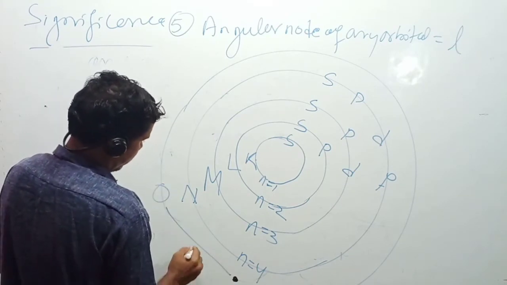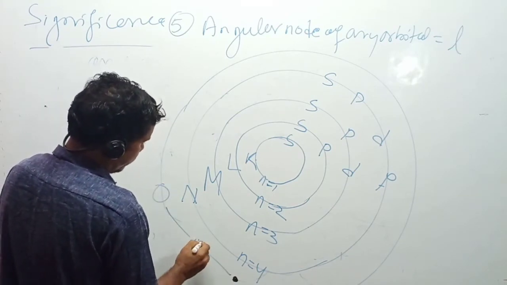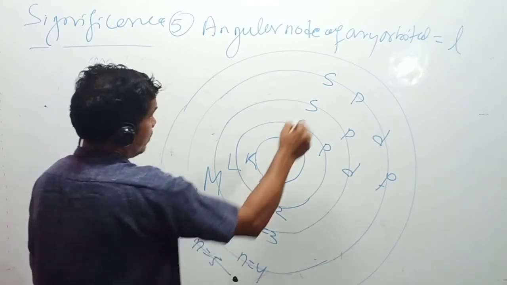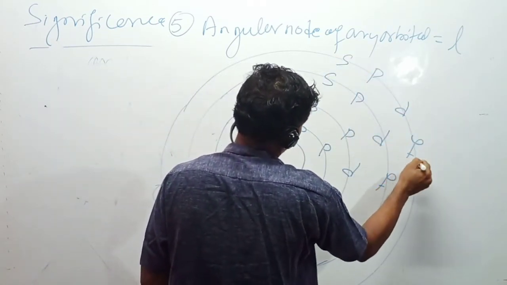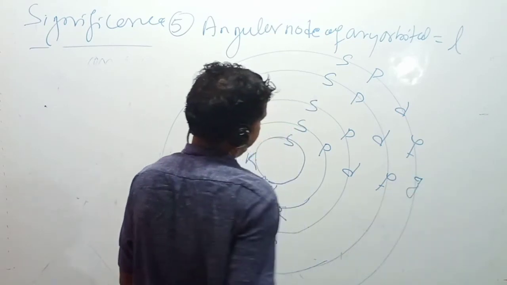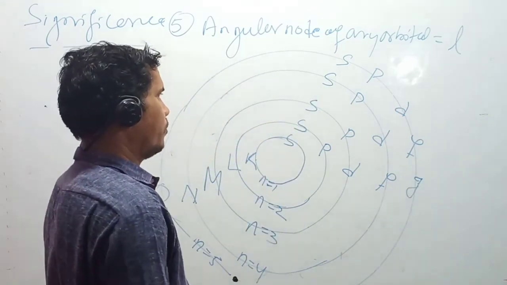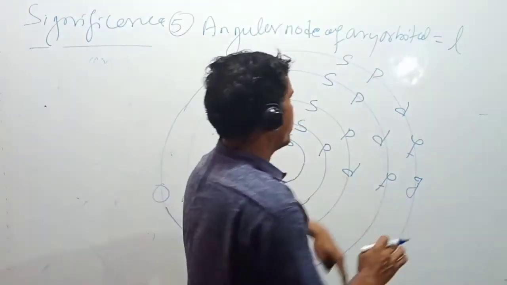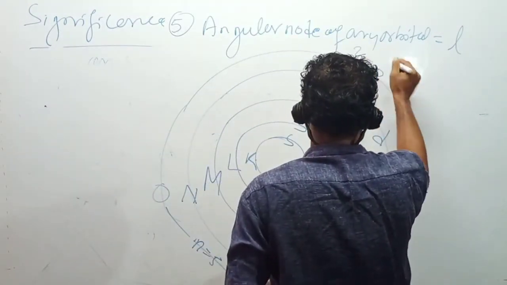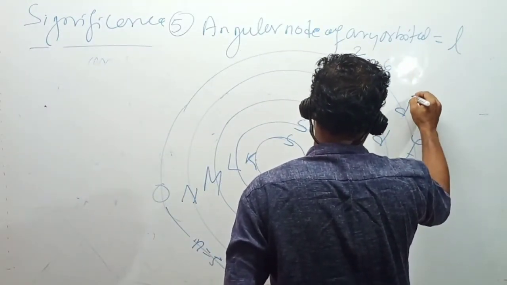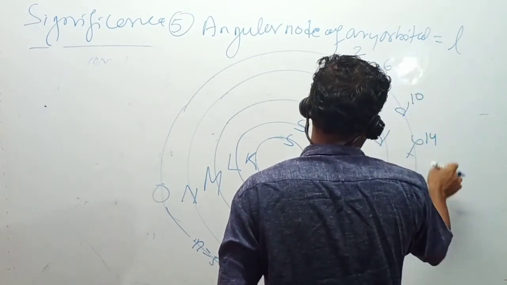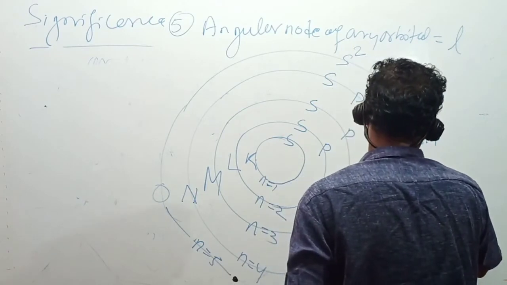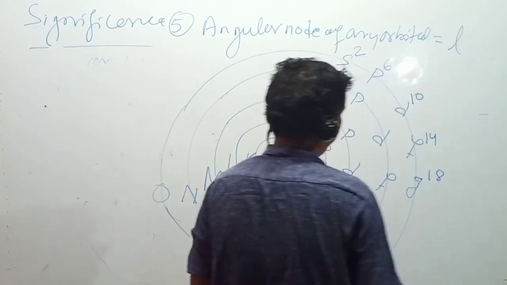For the O shell, where the principal quantum number n equal to 5, it will be s, p, d, f and g. Maximum electrons accommodated in s subshell will be 2, p 6, in d subshell it will be 10, f subshell 14. So in g subshell it will be 18.